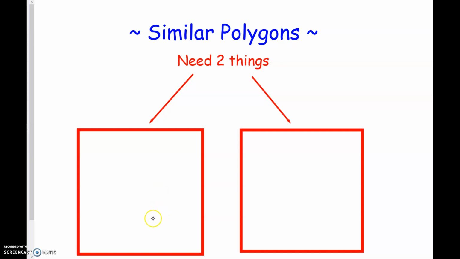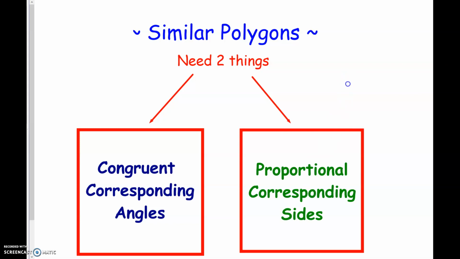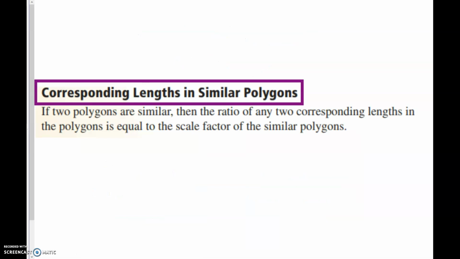One thing that must happen is that corresponding angles need to be congruent. And then the other thing that needs to happen is that the sides are in the same ratio, or the sides are proportional. So if one pair of sides is doubled, all the sides need to be doubled. All right, corresponding lengths. If two polygons are similar, then the ratio of any two corresponding lengths is equal to a scale factor. Okay, scale factor.